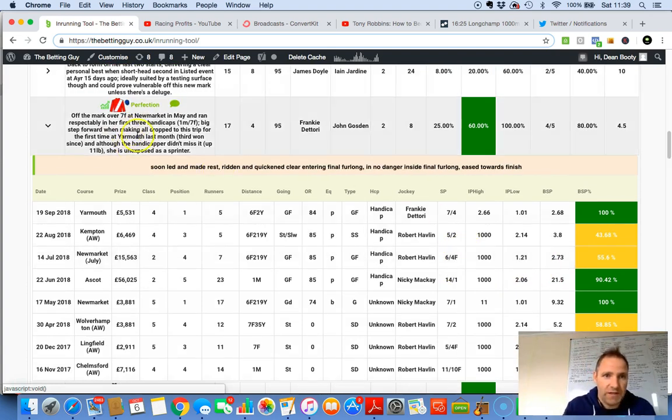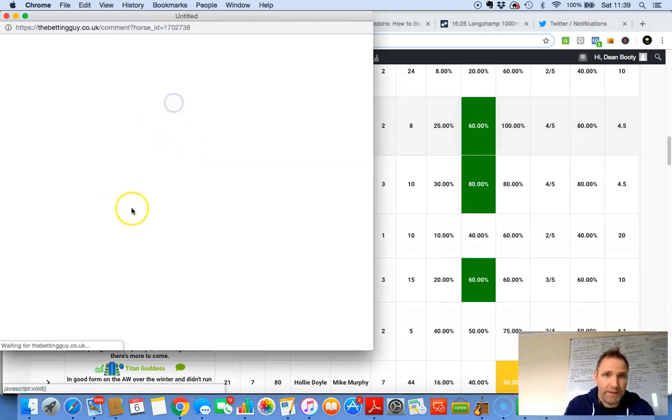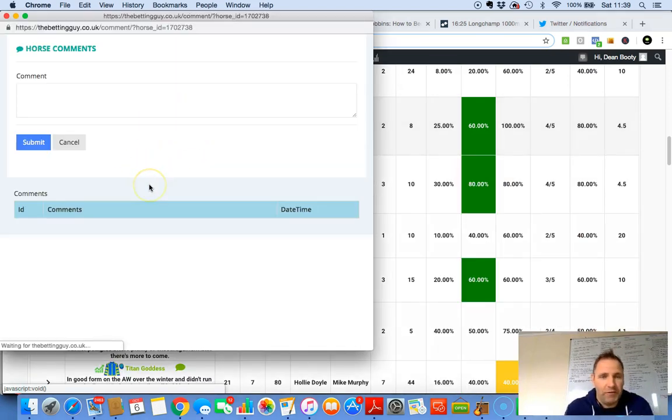Anyway, you also see the spotlight comments here, which is a phenomenal extra that we've added. Again, I'm really pleased by this. I know I mentioned it in the last tool, but we've just implemented it. It is fantastic.